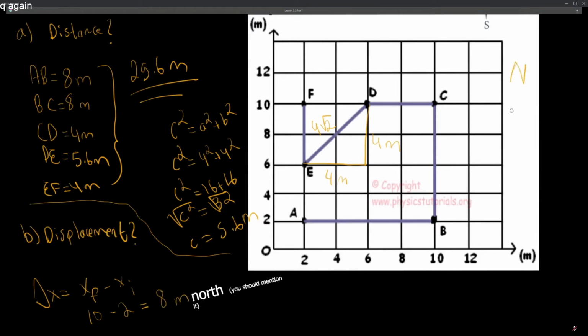Now, it's important to note that here it's north, here it's south. Since it's moving upwards, it's going to be positive 8. If I had asked you, for example, to find the displacement from F to A, then it would be negative 8 since it moved downwards. That's the difference between displacement and distance. Displacement is the difference between the 2 points, the change in the 2 points, as well as the direction, so you need to specify it. So here it's 8 meters displacement and 29.6 meters distance.